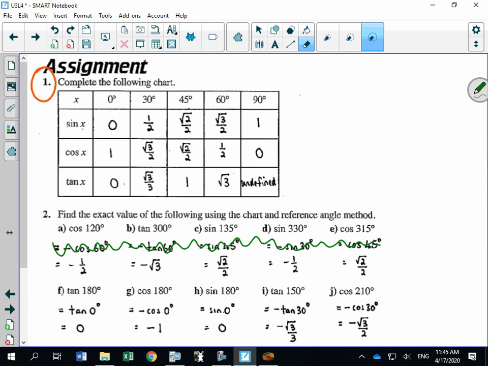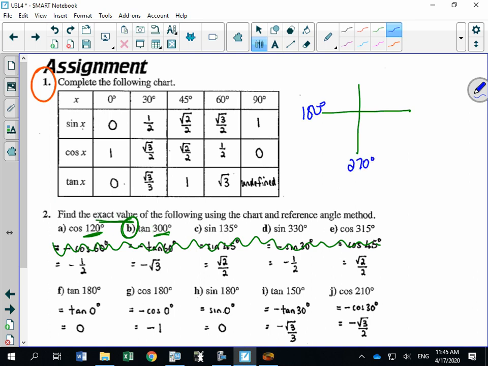Okay, cos of 120 degrees. Find the exact value. That means special triangle. Actually, you know what? I'll do B. B is tan of 300. Okay, so where would the rotational angle of 300 degrees be? So 300 degrees, 180, 270, 360. So 300 degrees would be in the 4th quadrant.